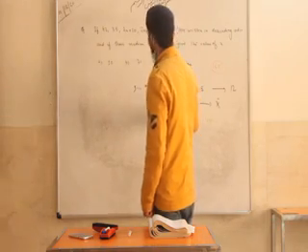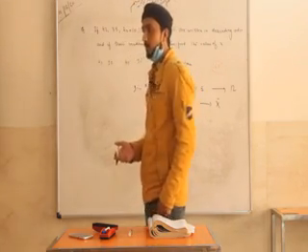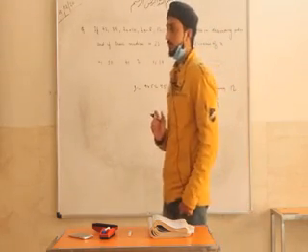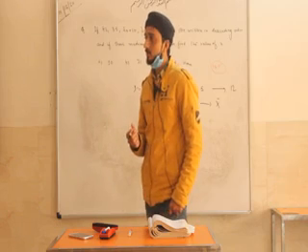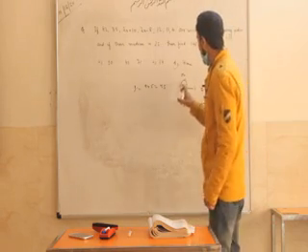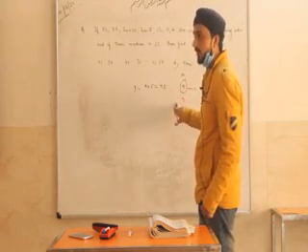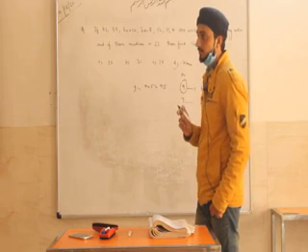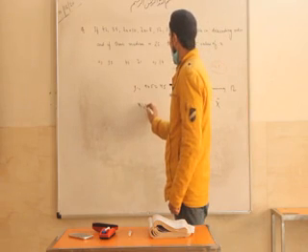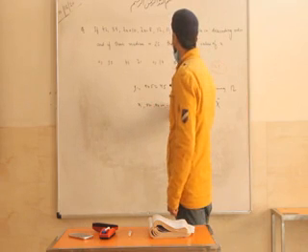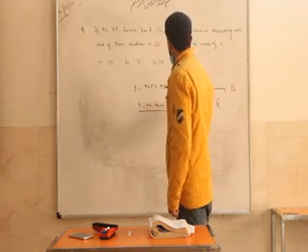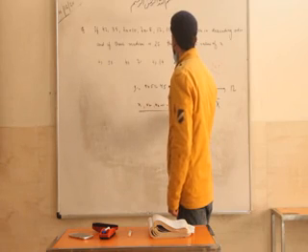We can't say 9 into 7, because we don't know the observations. The observations might be different. We know how much each observation increases, but how can we say the total will be 63? Suppose the observations are x1, x2, x3, till x9. So these are 9 observations, and we are adding 7 to each.